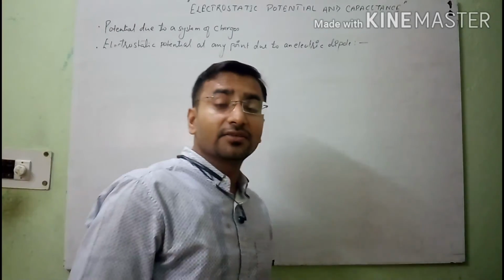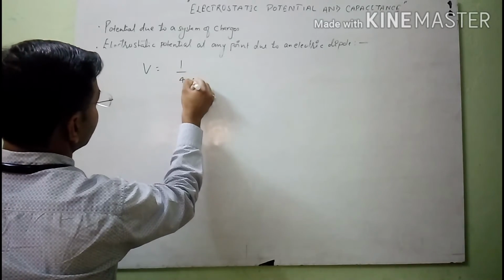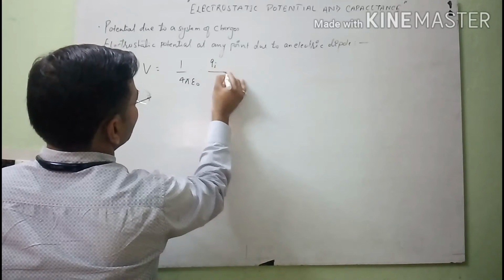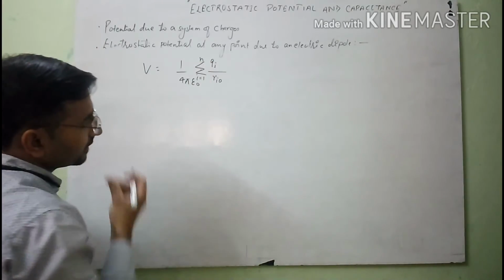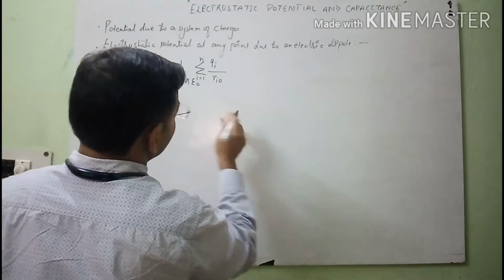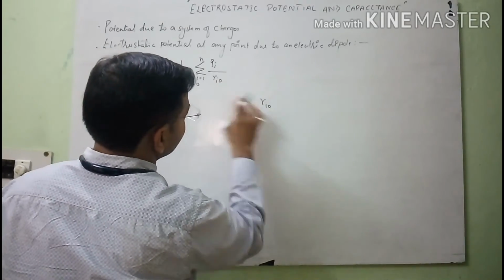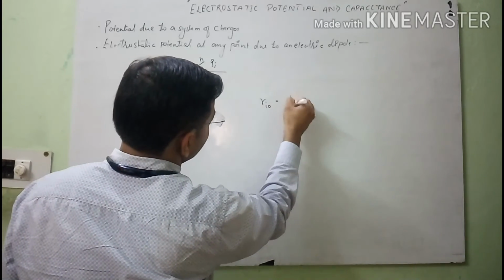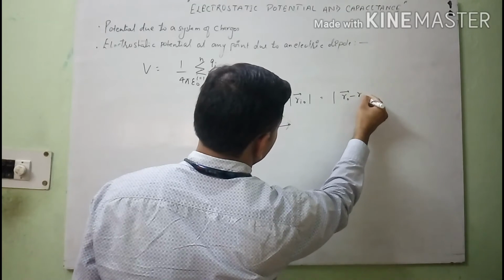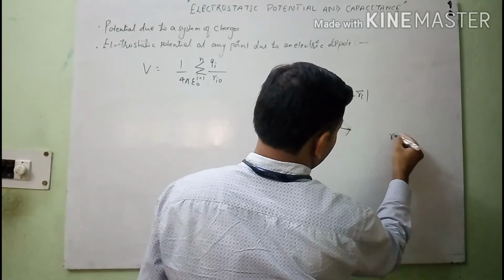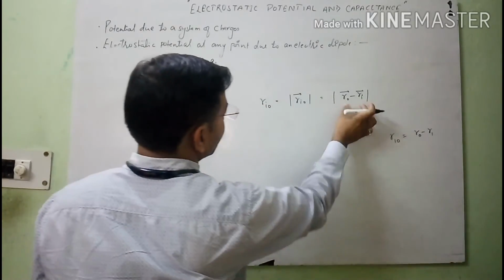So here students, we got the electric potential at any point due to a system of charges: V is equal to 1 over 4 pi epsilon naught summation of Qi over Ri naught, with i from 1 to n. If we want to write this formula in the form of position vectors, we can say the magnitude of the distance Ri naught is equal to mod of vector R naught minus vector Ri. As I discussed earlier, R1 naught is equal to R naught minus R1, and in the same way Ri naught is equal to R naught minus Ri.